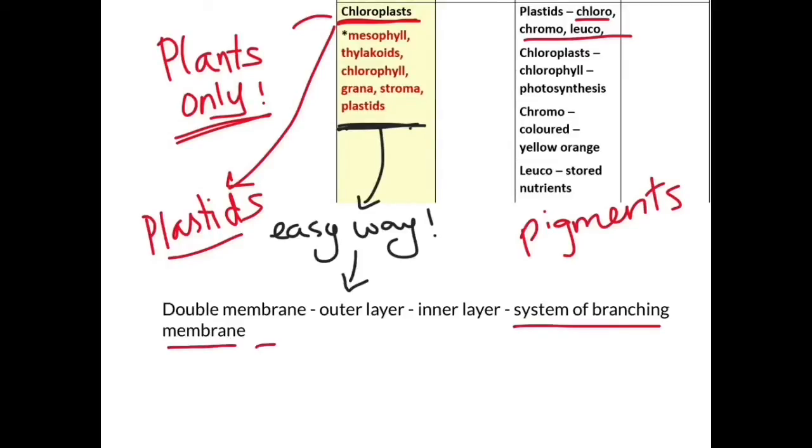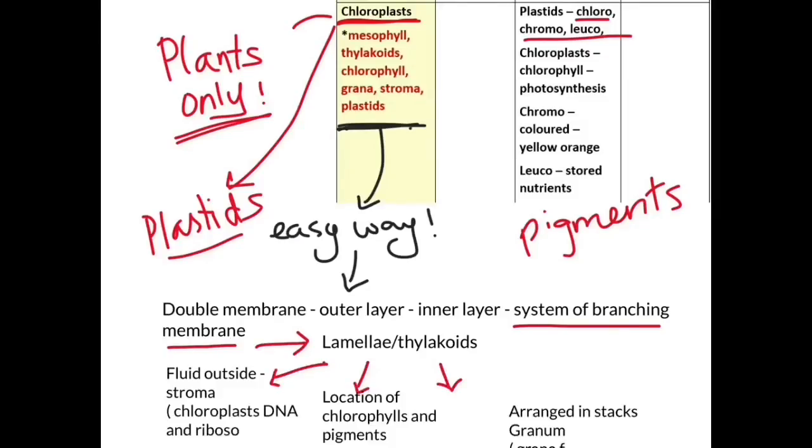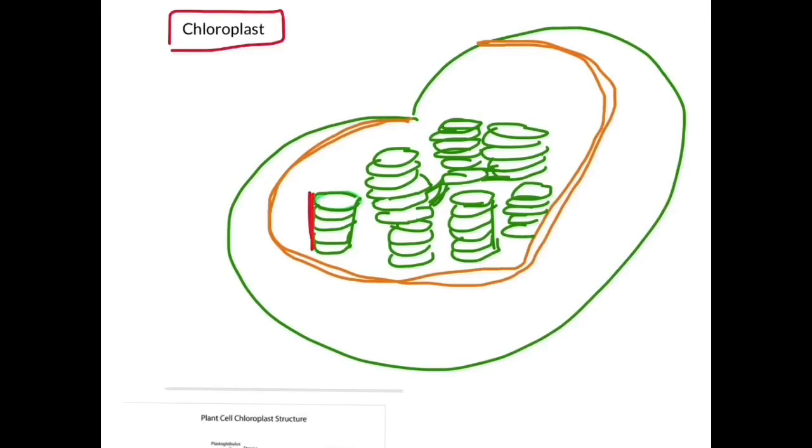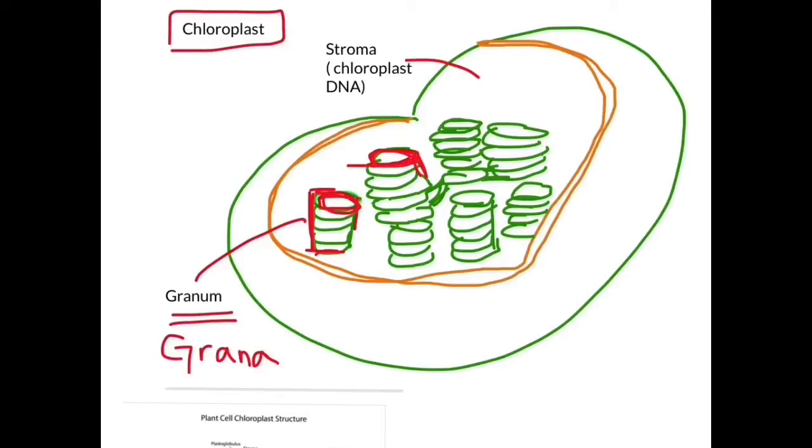Now let's look at these terms. So each chloroplast has a double membrane. The outer layer and the inner layer. This inner layer forms branching membrane called thylakoids. These thylakoids are arranged in stacks like flattened discs called grana. Grana is the plural form for many stacks. And this thylakoids is the location of chlorophylls and pigments. Also, the fluid outside the thylakoid is called stroma, which contains chloroplast DNA and ribosome 70S, together with many enzymes.